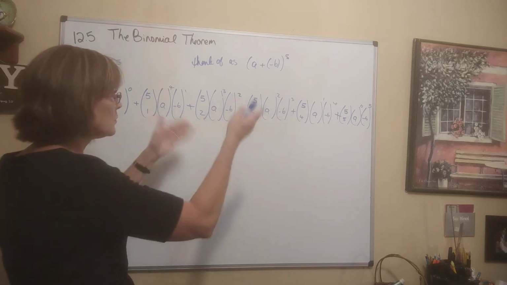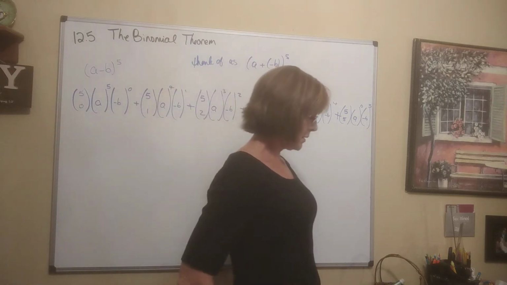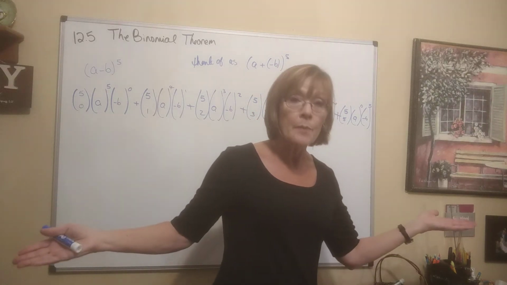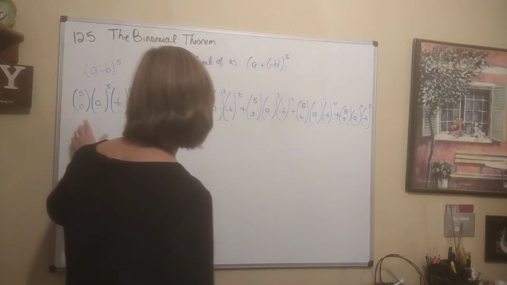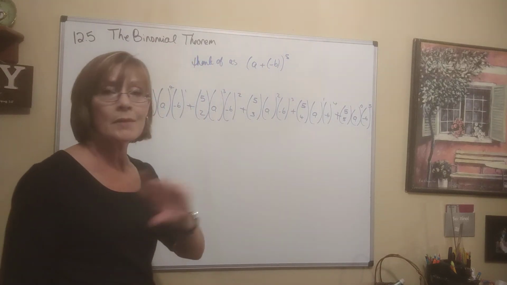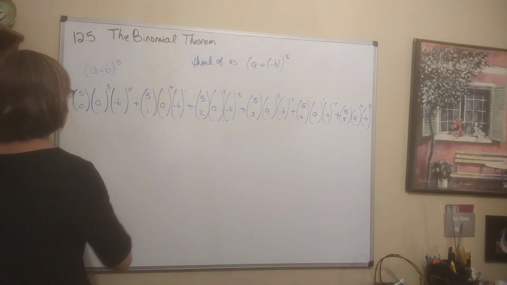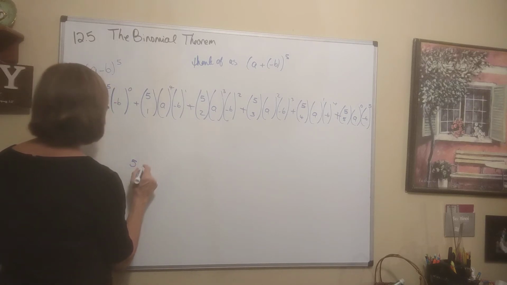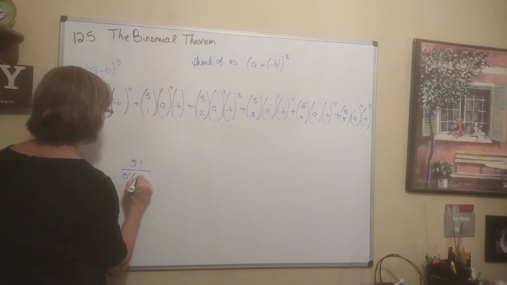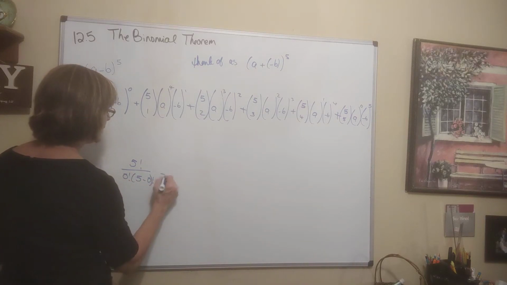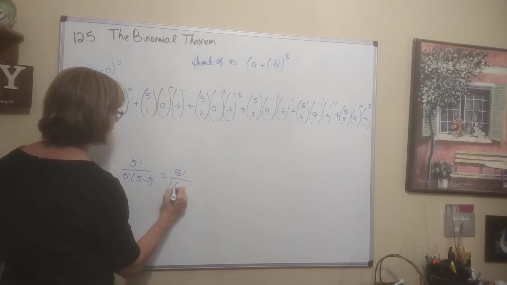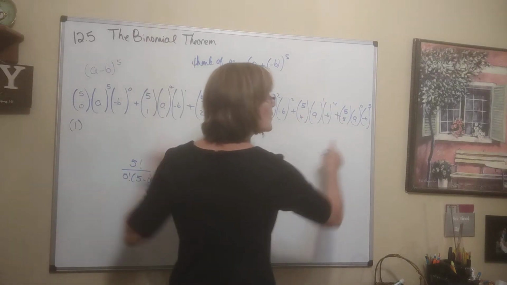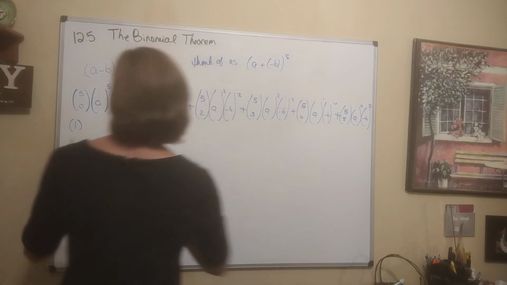All right, so now we need to figure out the numbers that go with this. We can use our calculator and do n choose r. We can use the formula. I'm not going to take the time to do all this. I know this is going to be a 1. This will always be a 1. 5 choose 0, this is interesting. It's 5 factorial over 0 factorial times 5 minus 0 factorial. And that's 5 factorial over 1 times 5 factorial. So this is a 1. This one will always be a 1, and this one will always be a 1, because that's Pascal's triangle right there.